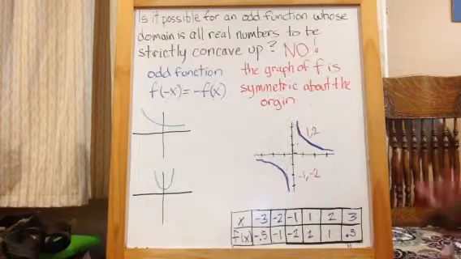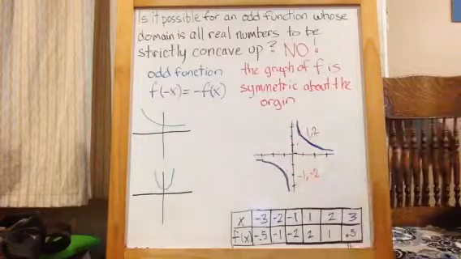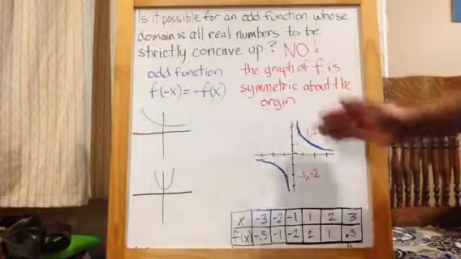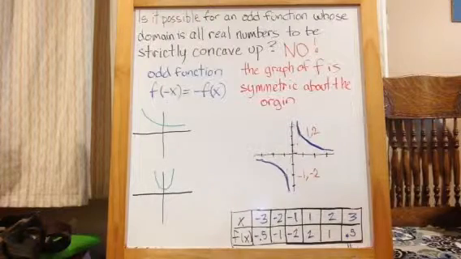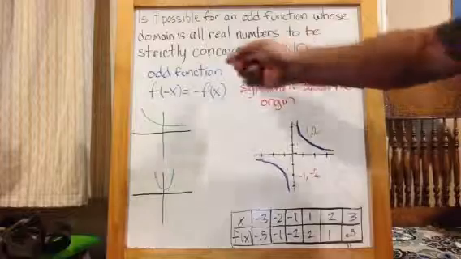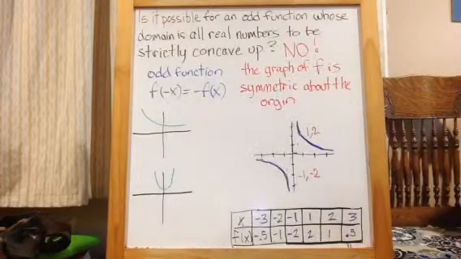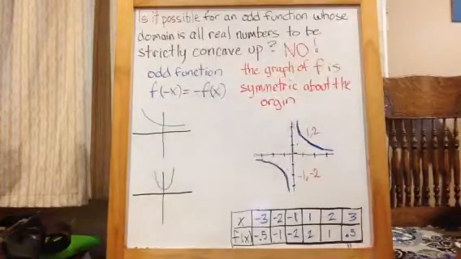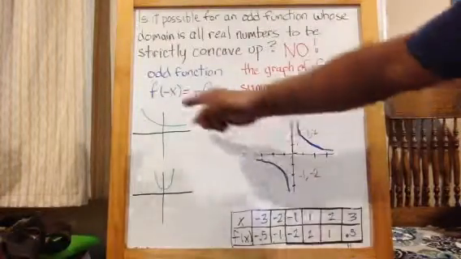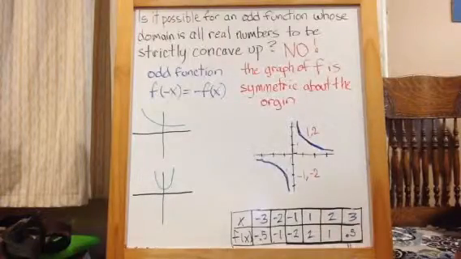So we can see that this is both concave up and concave down. So if we have concave up on one side, we're going to have concave down on the other. And so that proves that we cannot have an odd function that is strictly concave up. But just to make sure, I'm going to show you what would happen if we applied the transformations of an odd function to a concave up shape.